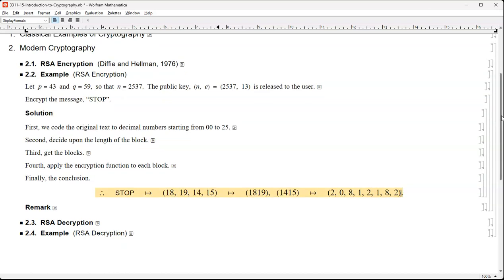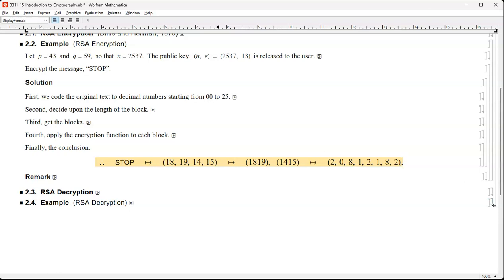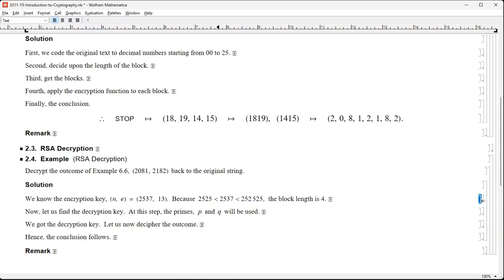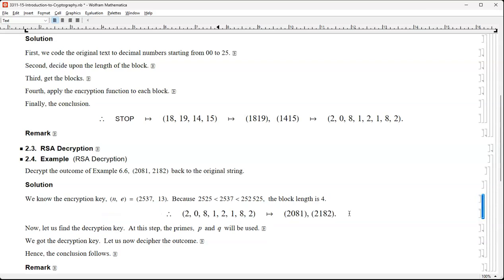Okay, now let's start from here. Let's decrypt this. From the same idea, 25, 25, and 25, 25, 25, we have the block length of 4. So here, 2081 is one block, and 2182 is another block. And then we're going to use the decryption, that is c to the d power. Let's see, what is the decryption key?